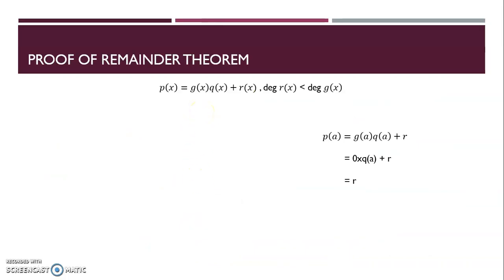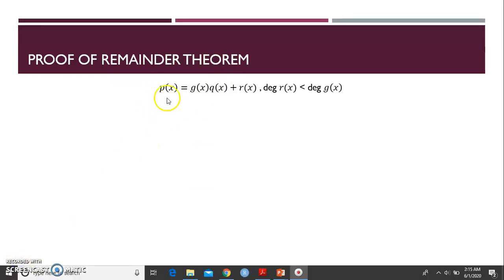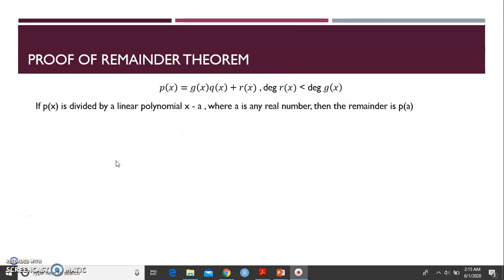So now let us look at the proof of the remainder theorem. So when p of x is divided by g of x, we know that dividend is quotient into divisor plus remainder, and the degree of the remainder is strictly less than the degree of the divisor. Okay, so the remainder theorem says if p of x is divided by a linear polynomial x minus a, okay, where a is any real number, the remainder is p of a.